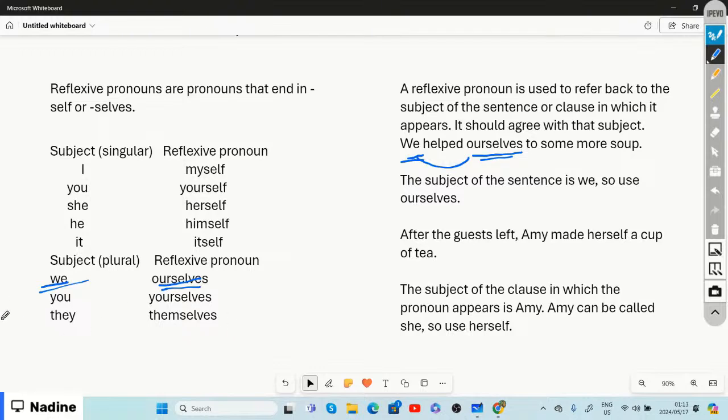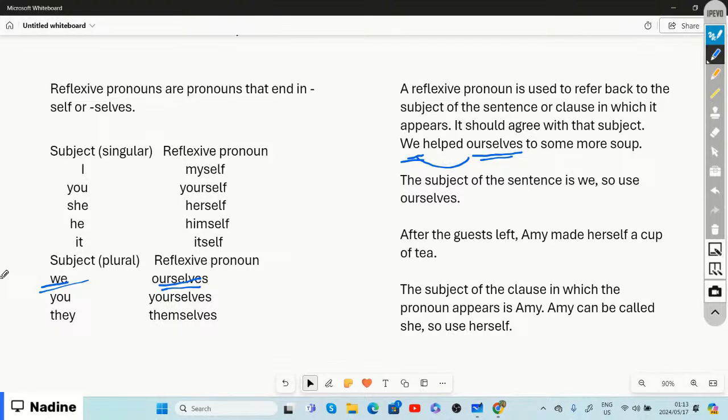And then plural subjects, right? There we have ourselves, which needs to refer to we, yourselves, which needs to refer to you, and themselves, which needs to refer to they. That is reflexive pronouns, used to refer back to the subject of the sentence or the clause in which it appears, and it should agree with the subject. Whatever reflexive pronoun you mention, it needs to agree with either the singular or the plural subject, depending on the word choice that you're using.